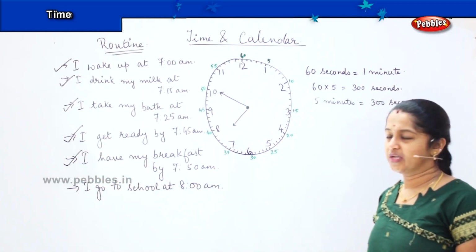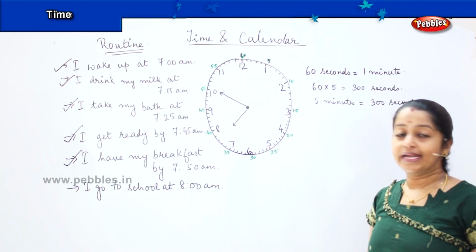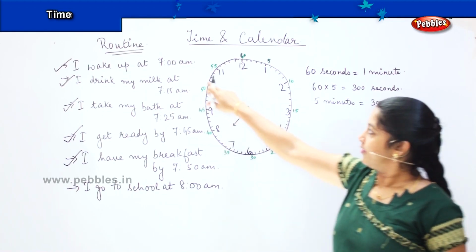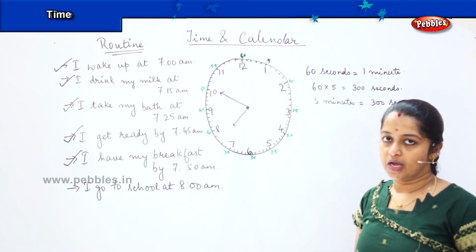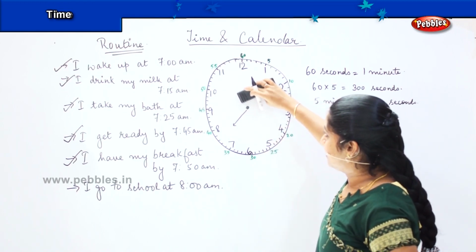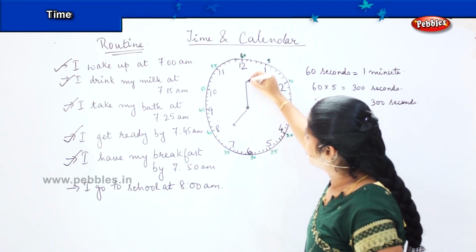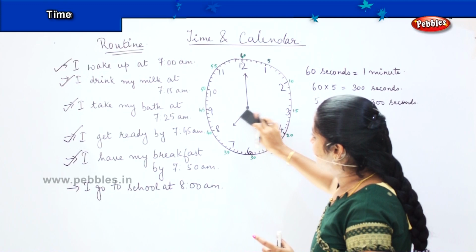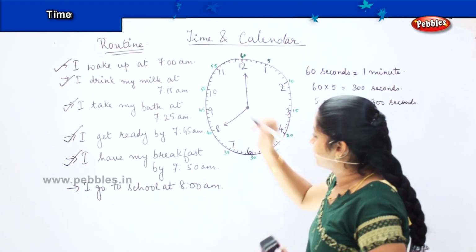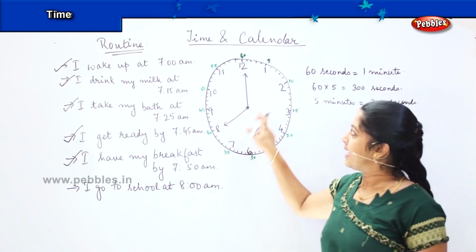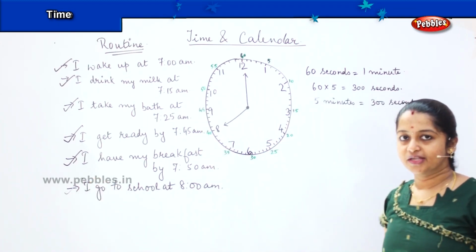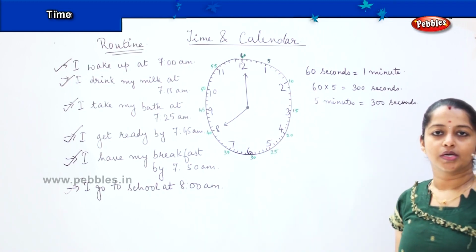After that, what do you do? After having your breakfast, you go to school at 8 o'clock. Yes. So how long will you take to finish your breakfast? 55, 60. So now you take 10 minutes to complete your breakfast and my needle will move from 10 to 12. And finally, our needle will move correctly to 8 o'clock. So at 8, I will be leaving to school.